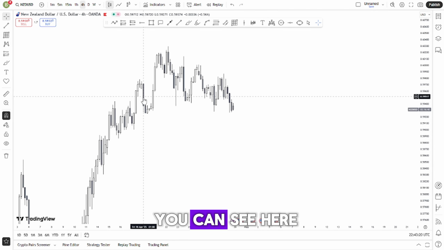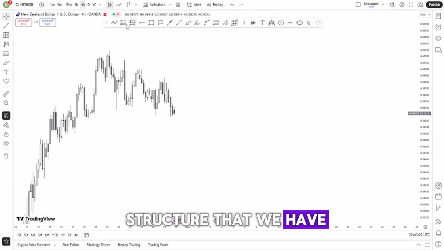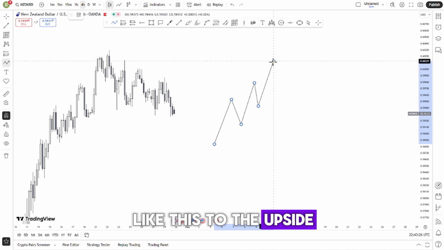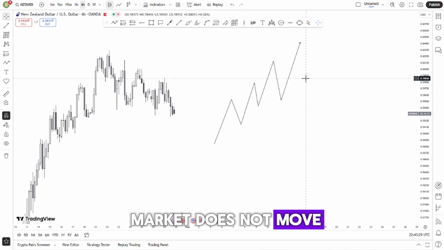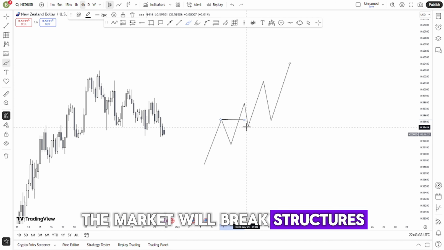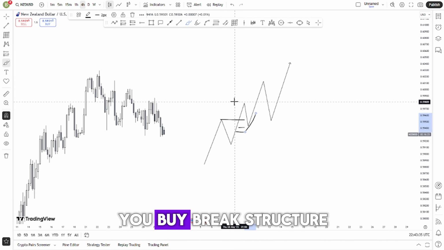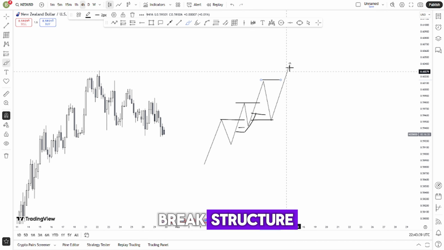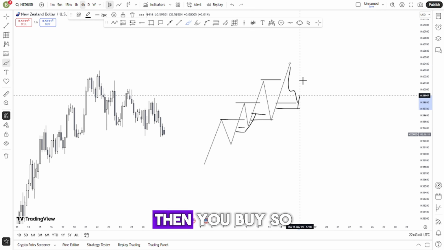Now, as you can see here, this is the overall structure that we have, and what I told you is that whenever the market is pushing like this to the upside, as you know, the market does not move like this. This is just an example to show you that the market will break structure, pull back into areas of interest, you buy, break structure, pull back into area of interest, you buy, break structure, pull back into area of interest, then you buy.